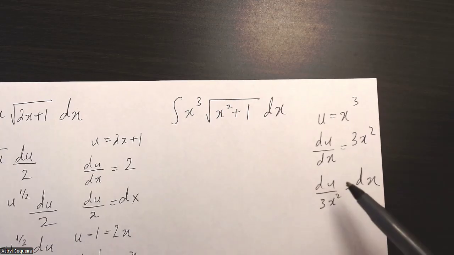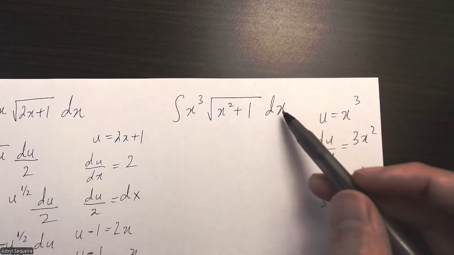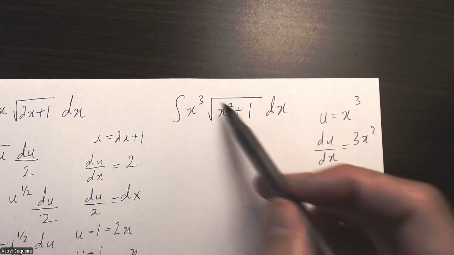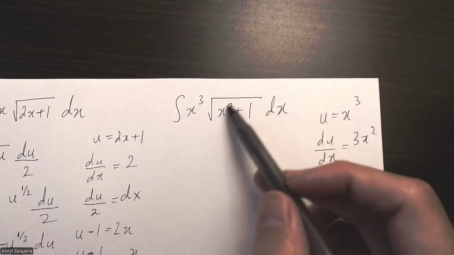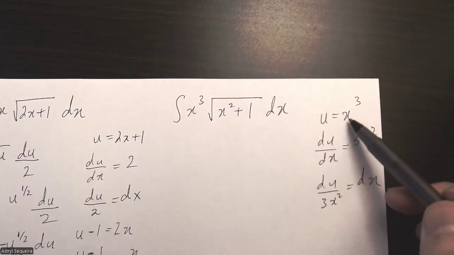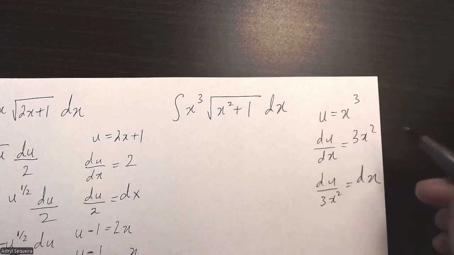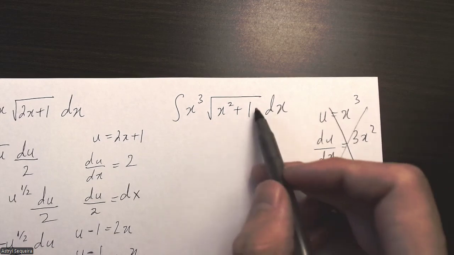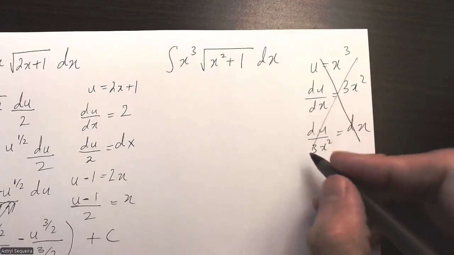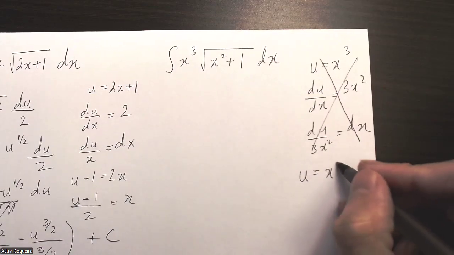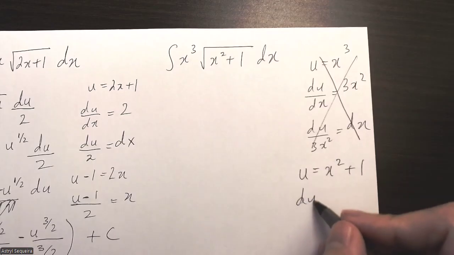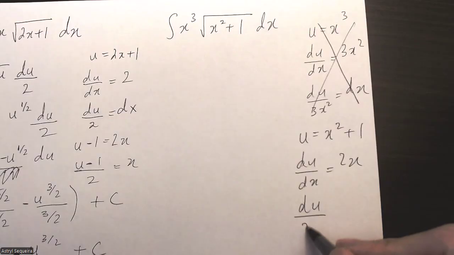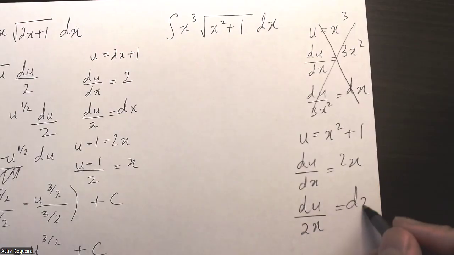So if I substitute this dx in over here, I'll have du over 3x squared. This will be replaced by u, but it's impossible to simplify this. So I can't really isolate x squared in this equation. It's a bit difficult. So we know this substitution is wrong over here. Generally speaking, u is usually whatever's inside the square root. So u equals x squared plus 1, du over dx equals 2x, du over 2x equals dx.